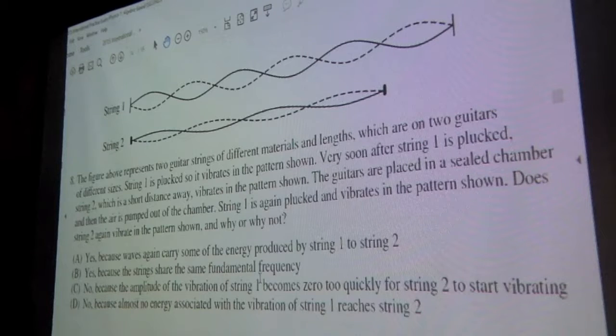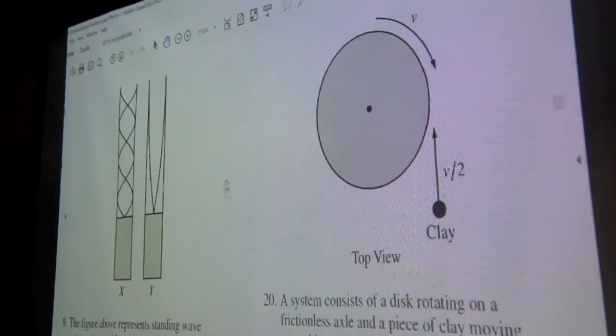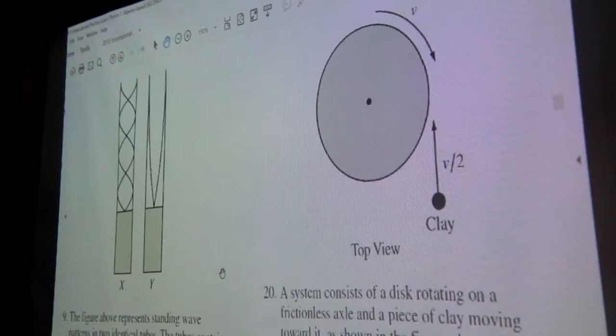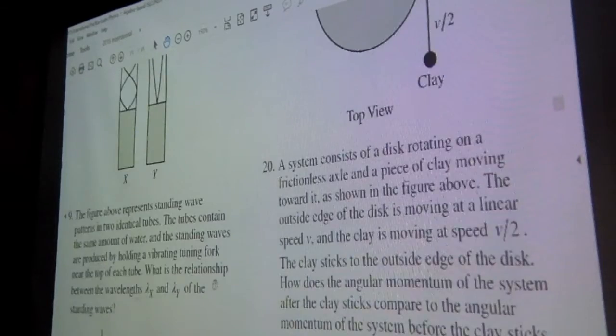So don't worry about the question size. Sometimes when the question size is big, the answers are faster. You can actually get to the answers faster. Look at this picture first. Obviously it is resonance in tubes. And then read the question.